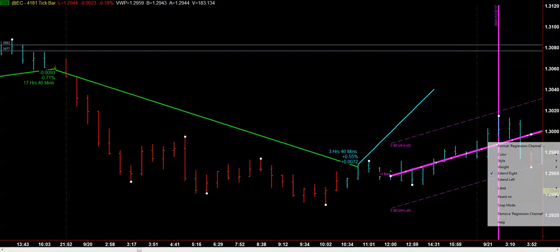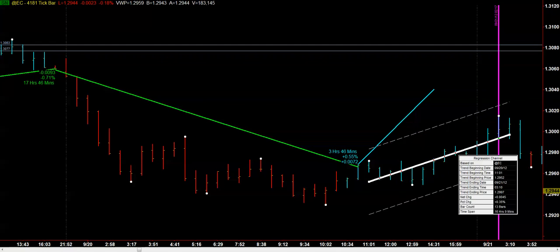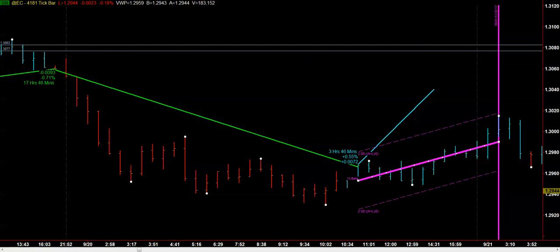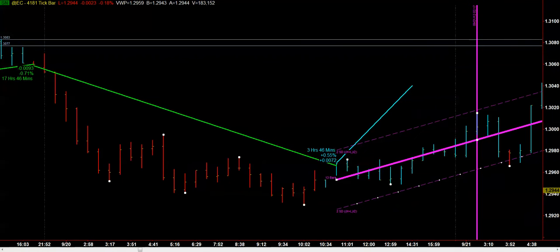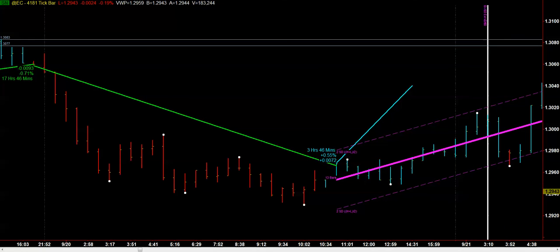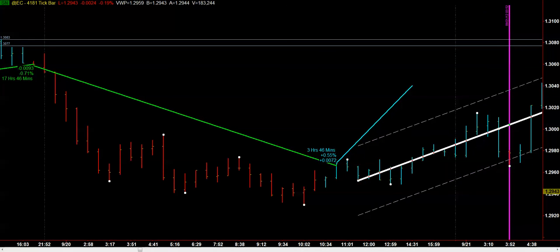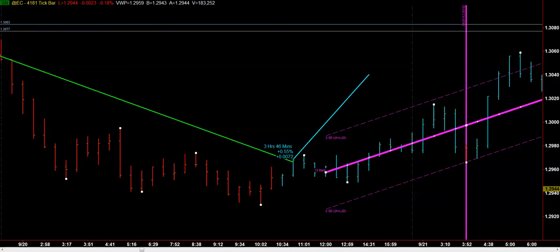Oops, that's why I have to remove it. There's the anchor. And we do not get a break. We do, but it's not. It's got to be a close below that line. That's a touch. But this becomes actualized, so we move it. And we continue. That's to the upside.